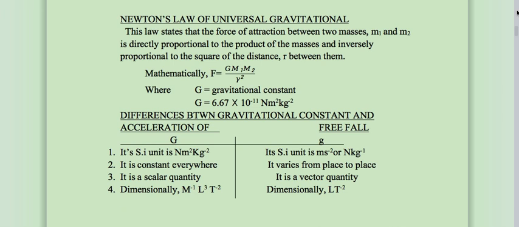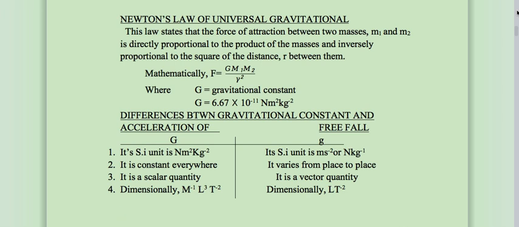Remember that g is also called what? The strength of the gravitational field. Number two, capital G is constant everywhere. Whether in any place, in any region, G is constant. But the small g varies from place to place. It is not constant. Number three, it is a scalar quantity. Scalar quantities are those quantities that have magnitude and no direction.